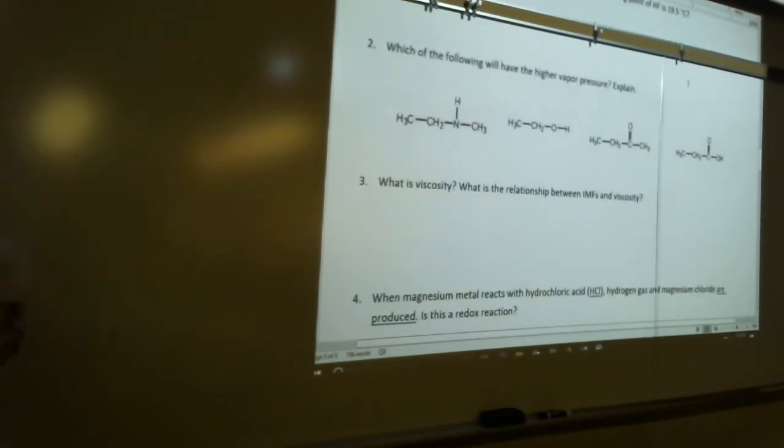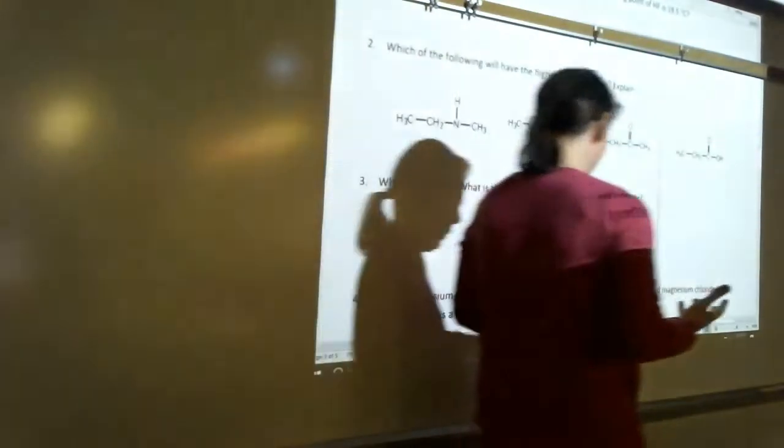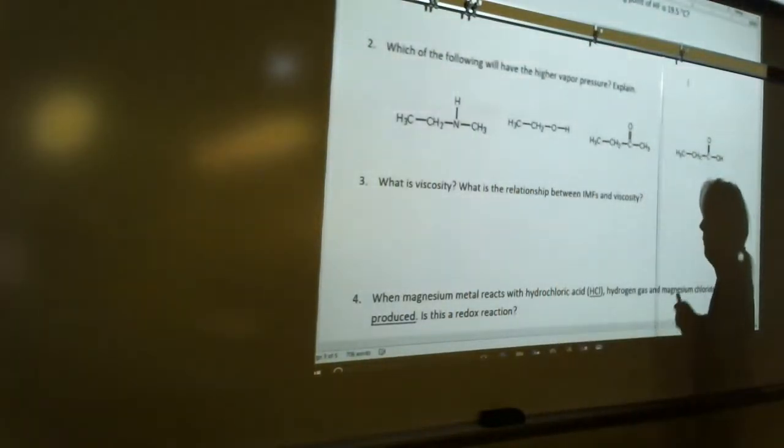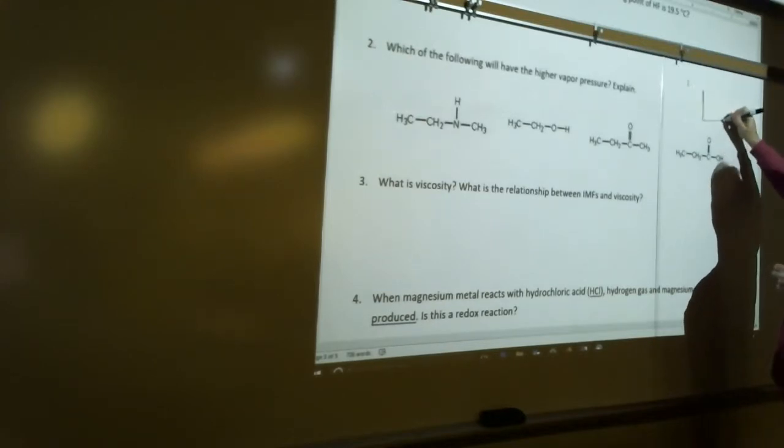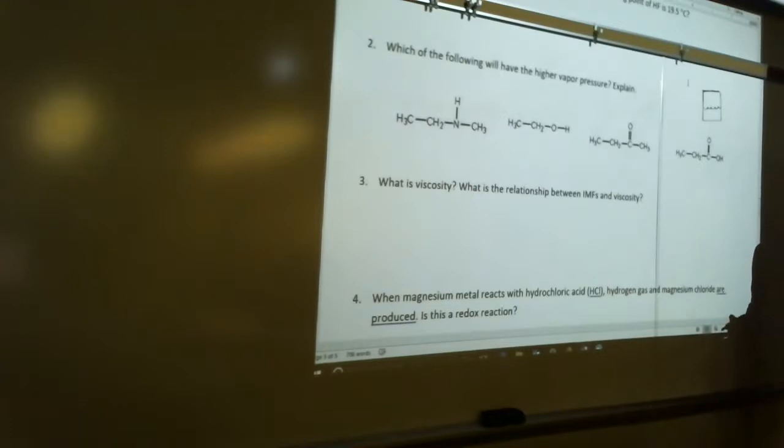All right, which of the following will have a higher vapor pressure? Let's remind ourselves what vapor pressure is. If I've got a liquid in a sealed container, right, here's my liquid. Is it just liquid in there? Is it only liquid? Or is some of that liquid vaporizing? Some of that liquid's vaporizing, right? And that vapor creates pressure.